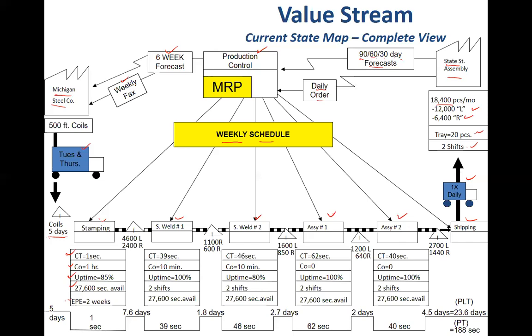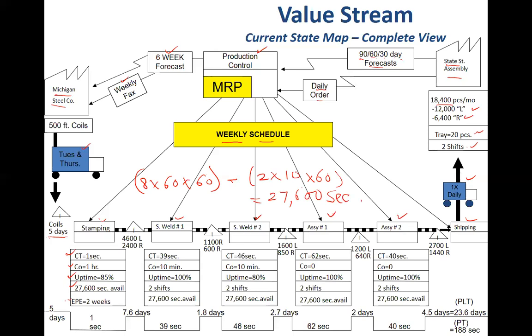This 27,600 is because this company operates for 8 hours. So there's 8 hours times 60 minutes times 60 seconds in a shift. But then there are two 10-minute breaks in which nothing is produced. So minus 2 times 10 times 60, which will give us 27,600 seconds. So that's the time available every shift to make something.